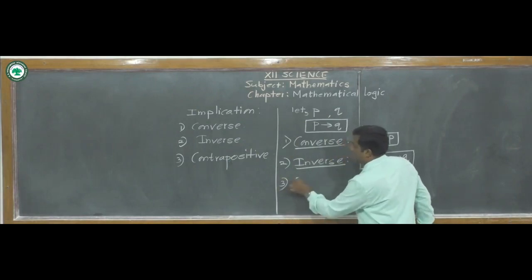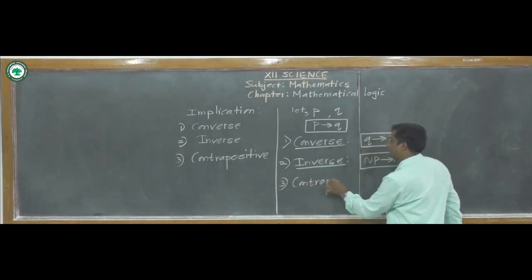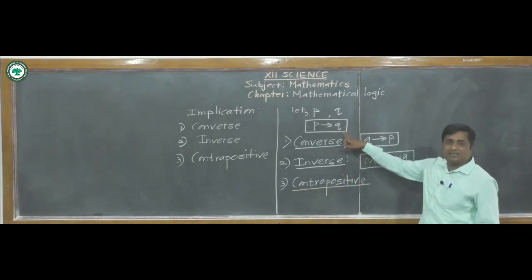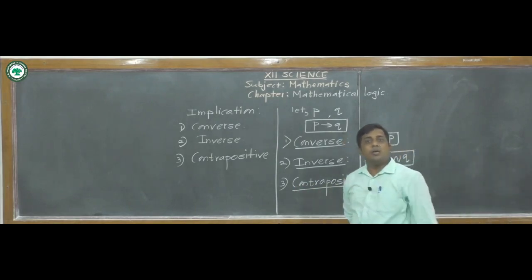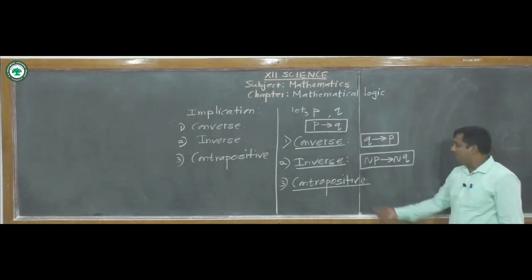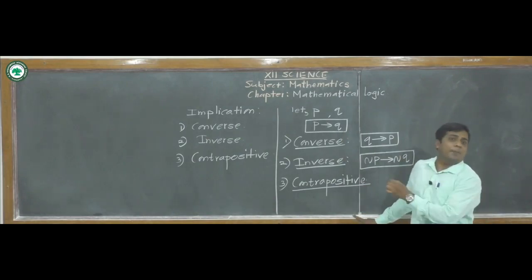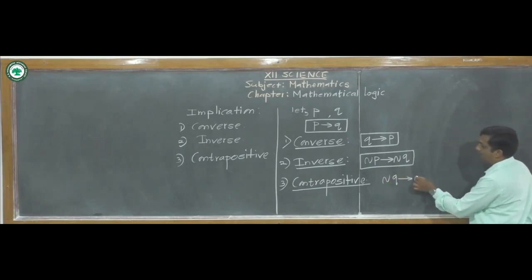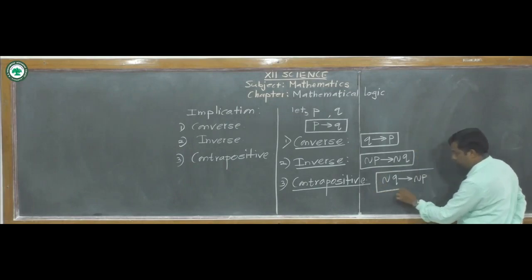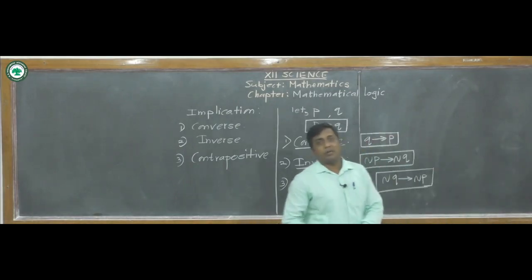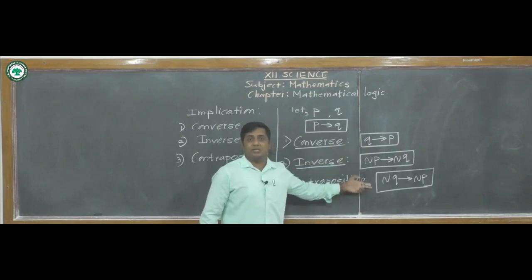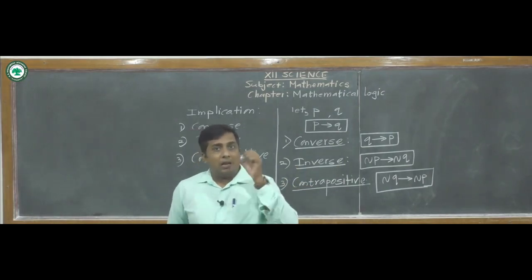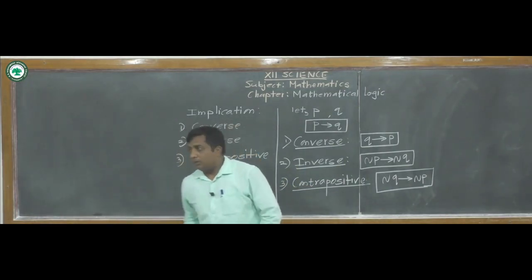And in last, we consider contrapositive. To define this contrapositive, we consider P implies Q. If P implies Q is the given relation, then its contrapositive is defined by using negation of Q implies negation of P. So this part is very important. Using these relations, we define converse, inverse and contrapositive. Okay, let's go with some examples by using this concept.